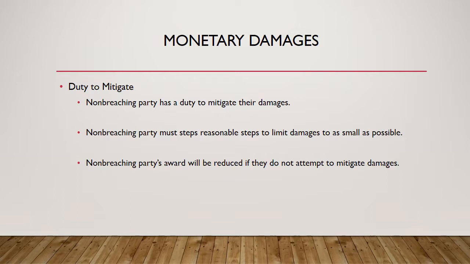So this is where the non-breaching party can get in trouble. When you are the party who's not done anything wrong under the contract, you have the duty to mitigate damages. You can't sit idly by and allow your damages to keep piling up. The court's not going to allow you to recover an excessive amount because of your lack of effort to stop the bleeding, so to speak. So the non-breaching party has to take steps to do what they can to mitigate their loss.